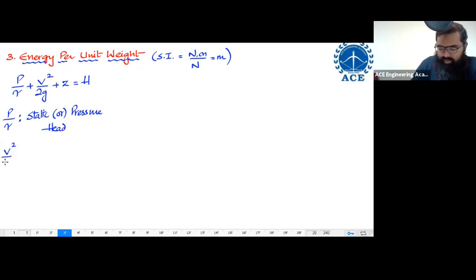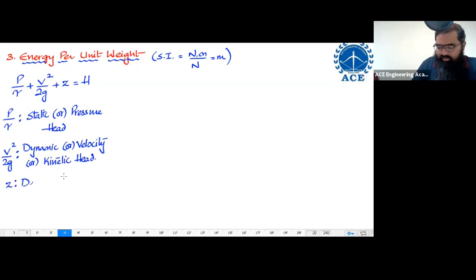V square by 2g has multiple names. Some call it dynamic head, some call it velocity head, some even call it kinetic head. Z is known as datum head. So these are the various names.